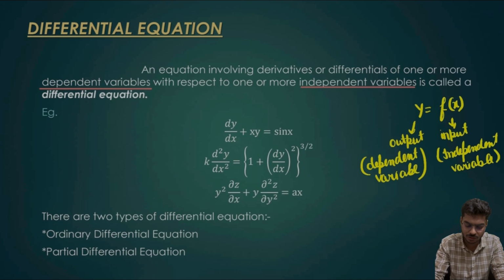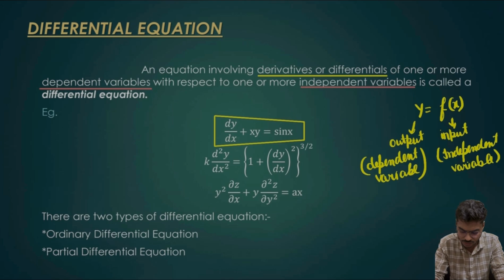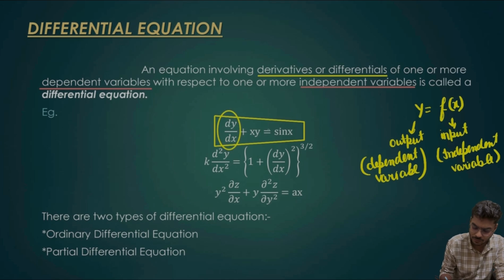So what is a differential equation? The equation which involves the derivative or differential of one or more dependent variables with respect to one or more independent variables is called a differential equation. So let us discuss the first example: dy by dx plus xy equal to sin x. As we can see in this particular equation, we have the term dy by dx, and also an equation, right? So this is called a differential equation.